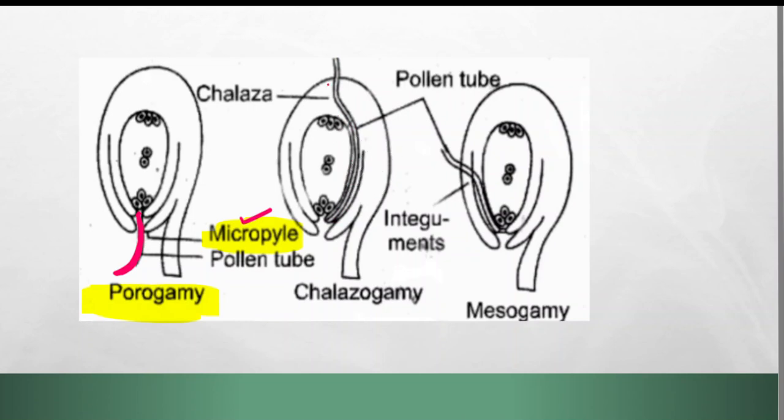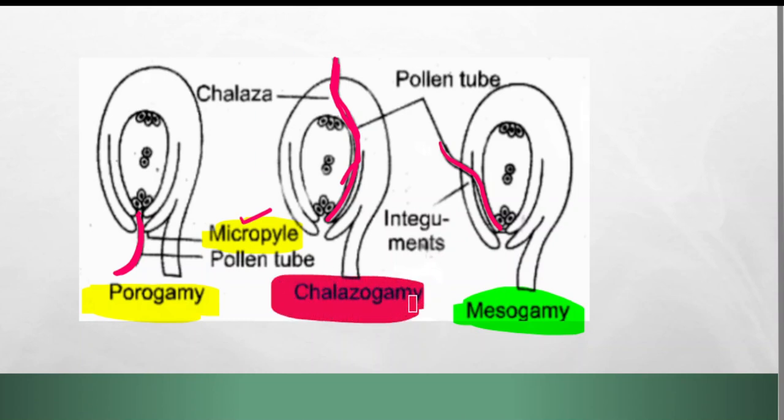So this is chalazogamy. I will draw it again to show you properly, because you will not understand from the black and white image. See this pink line which I have drawn. This is chalazogamy. If the pollen tube is entering from the integuments, then we say it as mesogamy. So we have a total of three types. You should know these types, right? So this is about the types.